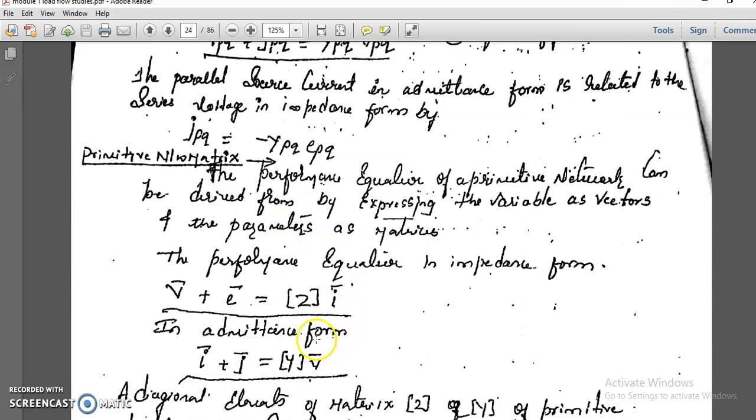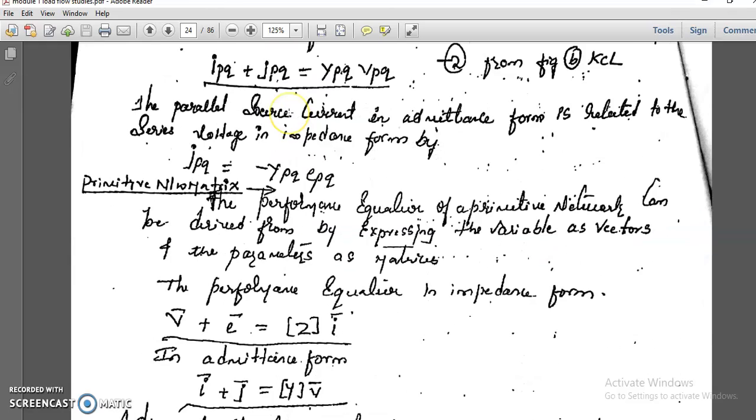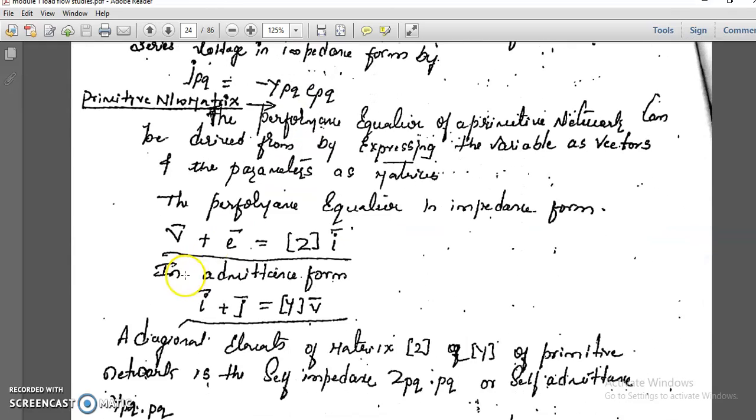And now I will be writing in another form, in terms of matrix form. The performance equation of the primitive network can be derived by expressing the variables in vector form. Same equations will be written in vector form. The variables are current and voltage. These are the voltages and these are the currents. All these variables, current and voltage, you write in vector form. Sorry, not matrix, vector form. Remaining all in matrix form.